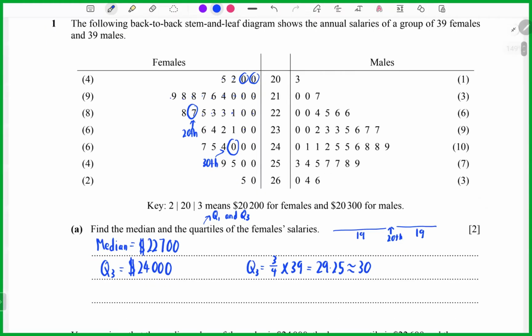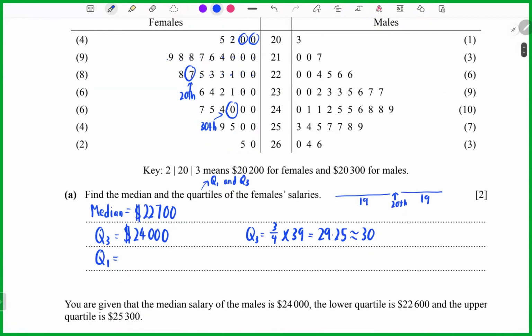Now let's look at Q1, the first quarter. We take 1 over 4 times 39, which gives 9.75, approximated to 10. Now we count: 1, 2, 3, 4, 5, 6, 7, 8, 9, 10. So here. We take $21,700. Now we can get the marks.